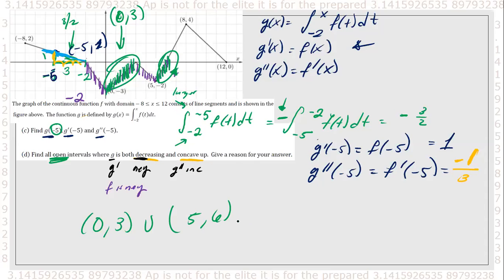And this is because, so we can say G is decreasing and concave up on this open interval because G prime is negative and G double prime is increasing. Again, you can email me or text me if you have questions, but it does get a bit confusing with the F's and the G's.